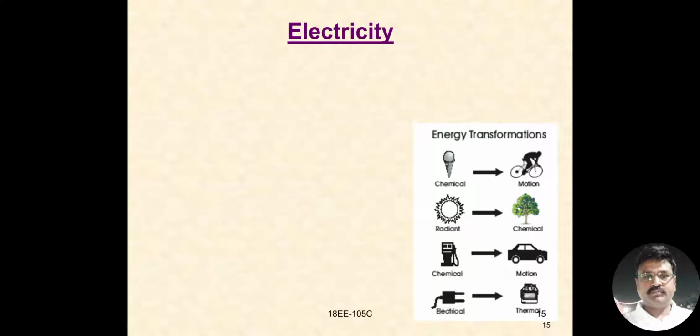Energy transformations: you can see in the first image, chemical energy into motion energy. Second, radiant energy to chemical energy, and chemical to motion energy. The last one is electrical to thermal energy. So these are some of the various energy transformations.